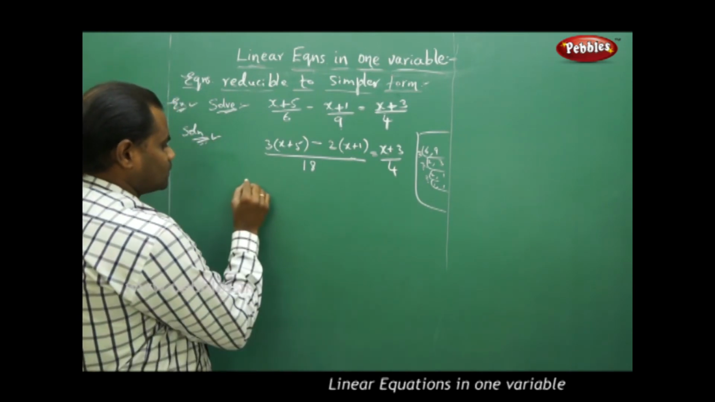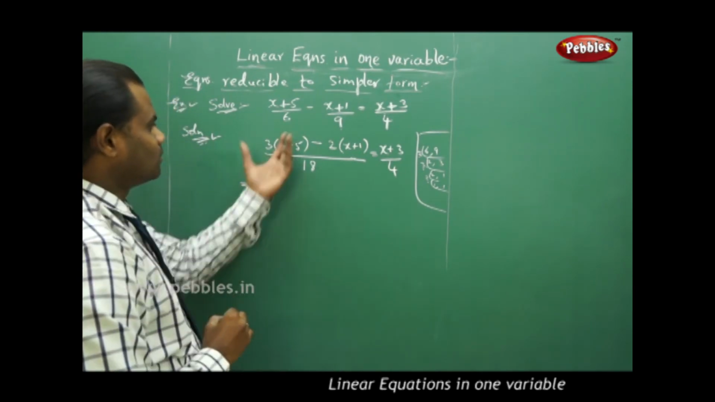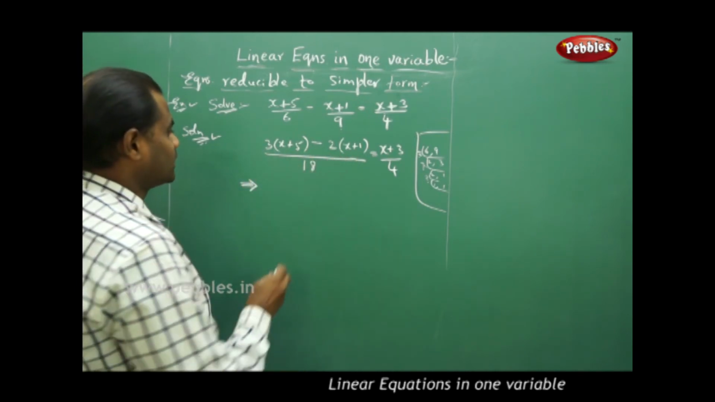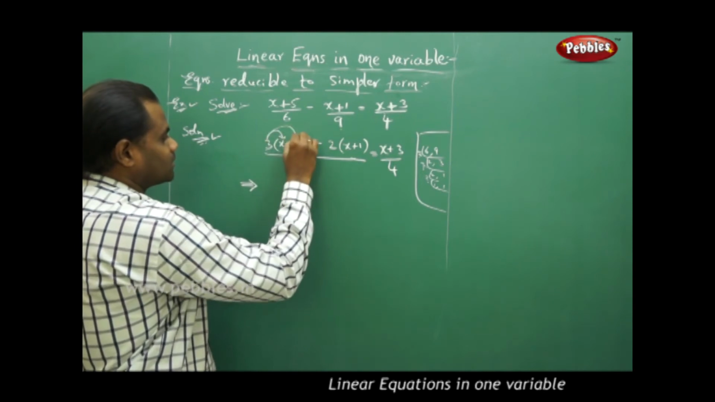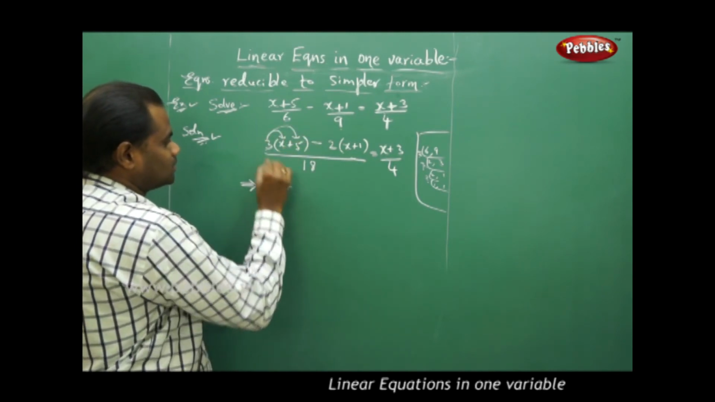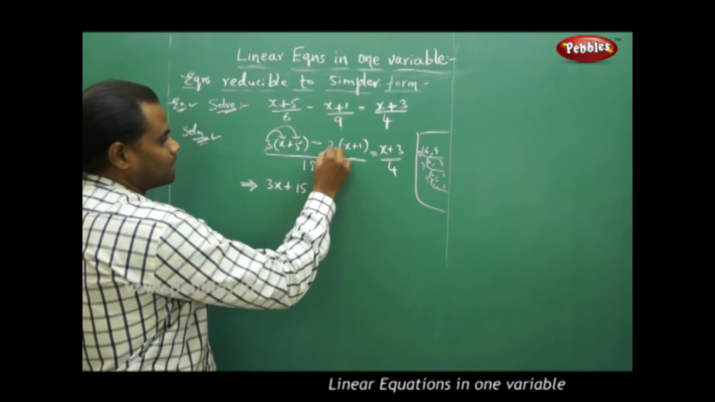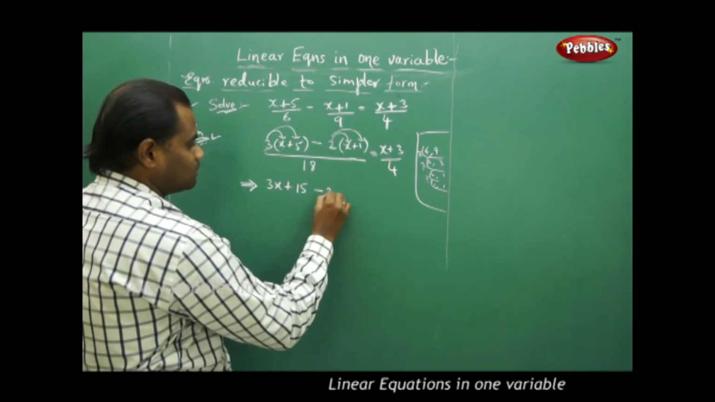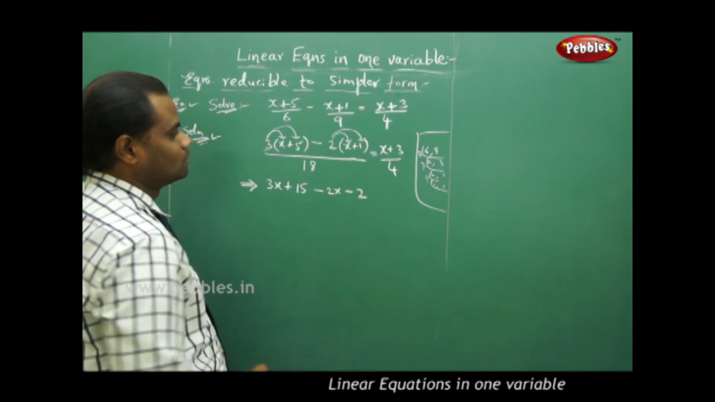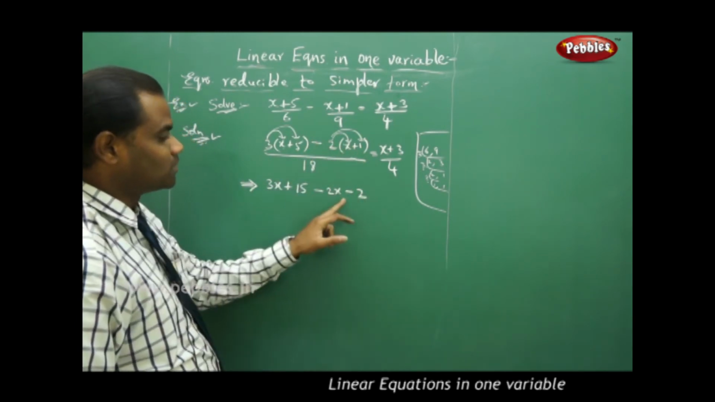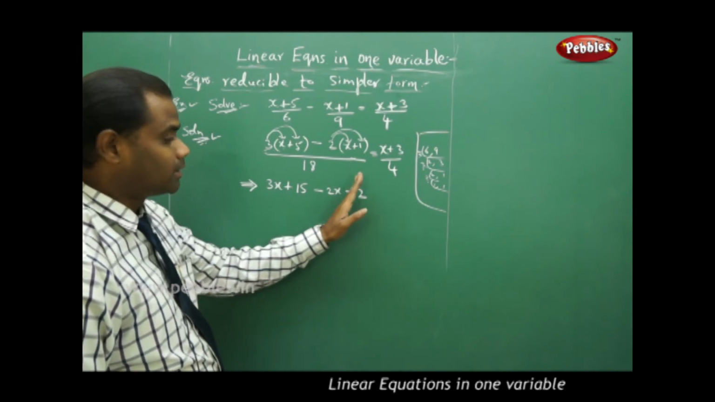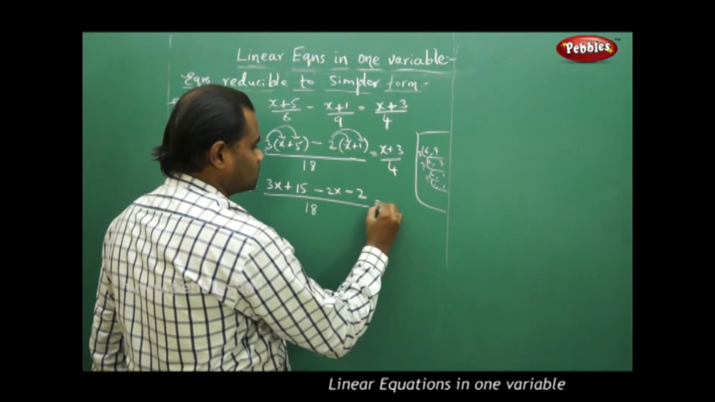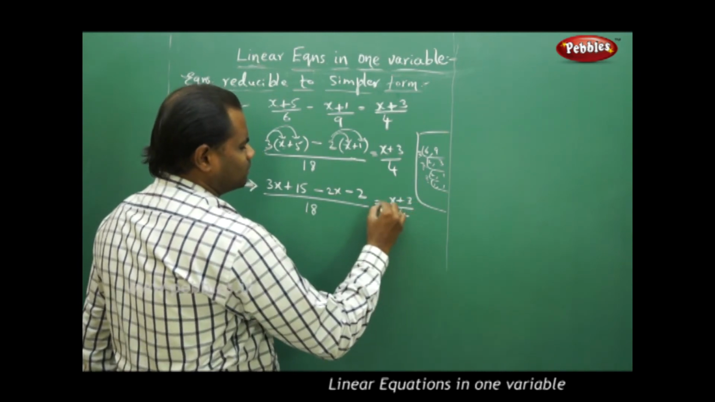Now, once I took the LCM of the left hand side of the given problem, I just expand this using the brackets, so that I get 3 times x, which gives me 3x, plus 3 times 5, which is 15, minus 2 multiplied with x and 2 multiplied with 1 gives me minus 2x minus 2. It's not plus 2, but minus into plus would give me minus. This should be taken care of. This divided by 18 would be equal to x plus 3 over 4.